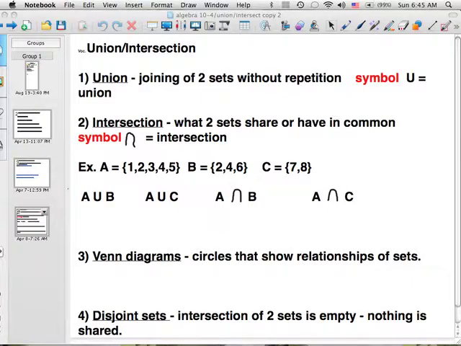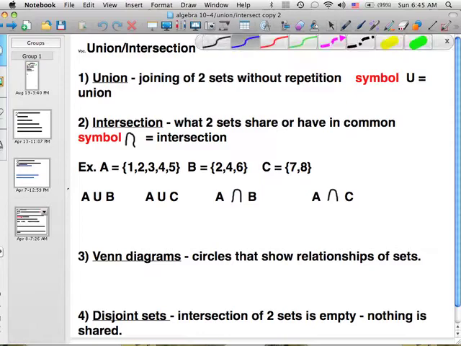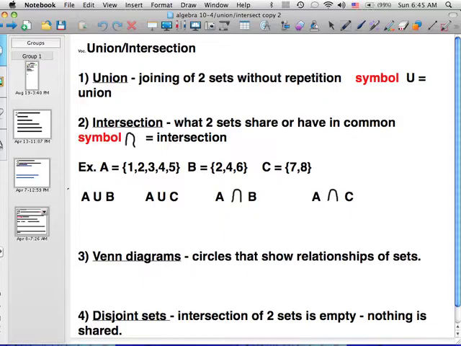So here we have three sets. A, which contains 1, 2, 3, 4, 5; B, 2, 4, and 6; and C, 7 and 8. So if I take set A union set B, I want all the numbers that are in either of them without repetition, and we keep them in numerical order. So 1, 2, 3, 4, 5 is in set A, and in set B I can see 2 and 4 are also there, but I don't repeat them, but there's also a 6, so I put 6 down. So that would be A union B.